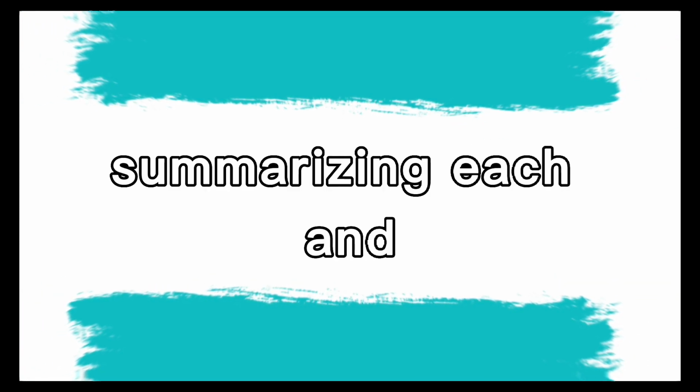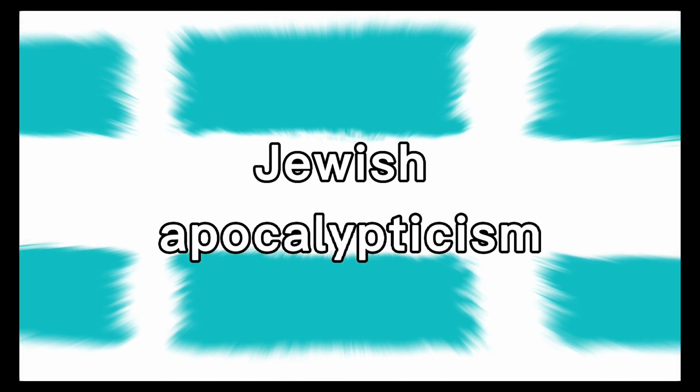Rather than summarizing each and every section, I want to focus on the major themes running through these prophecies. The expectation of a Messiah, final judgment, salvation, resurrection, and heavenly journeys. All of these are hallmarks of the cultural context and genre of First Enoch, Jewish apocalypticism.